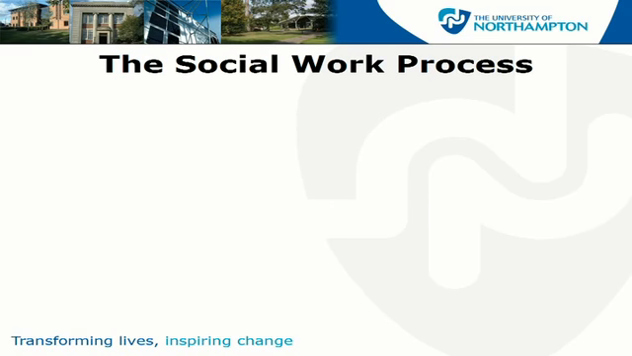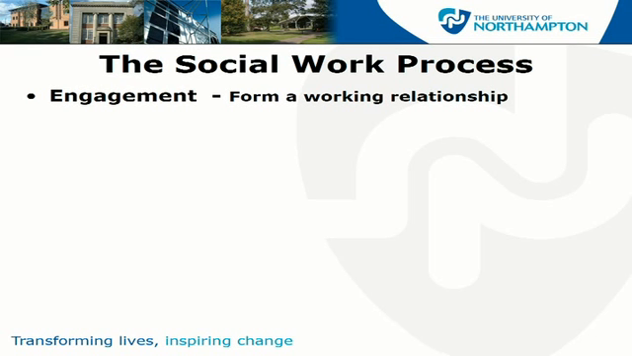Just to remind you that the social work process involves these 6 stages. It involves a stage of engagement. Remember when I talked in that last definition, I was talking about results and goals. The goal of the engagement stage is to form a working relationship. That's what you're trying to do when you engage.